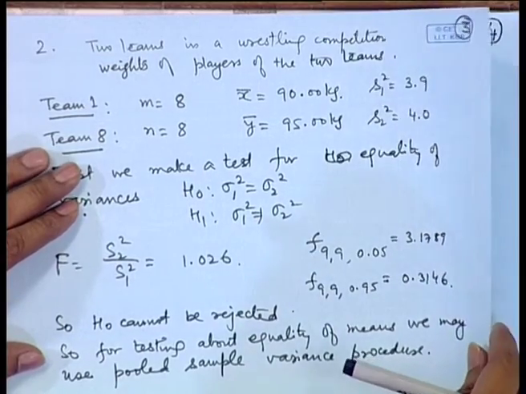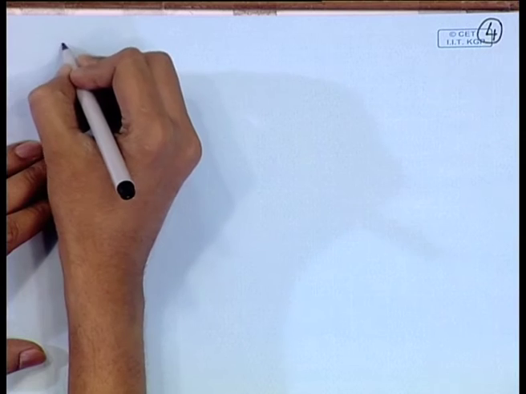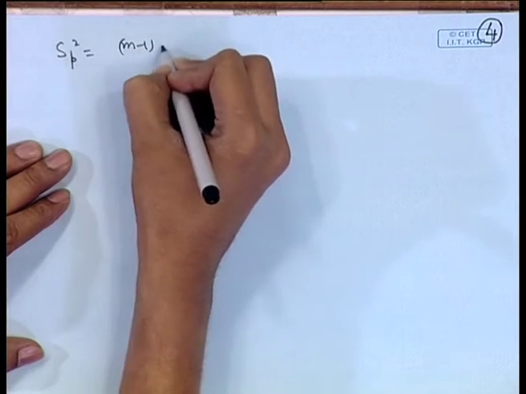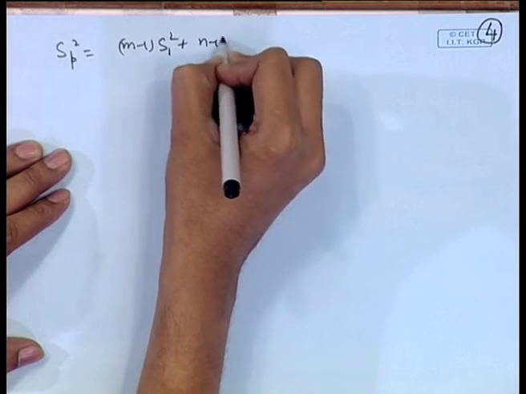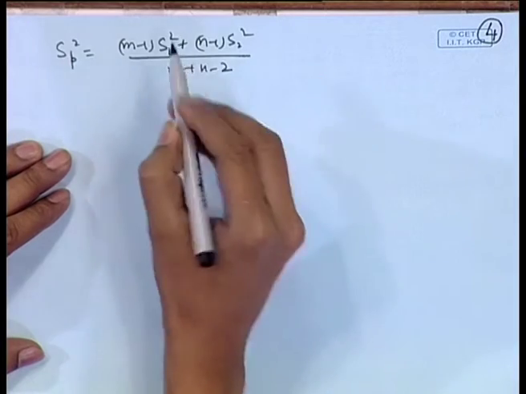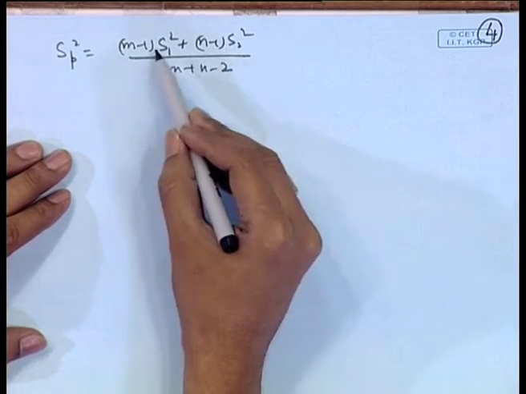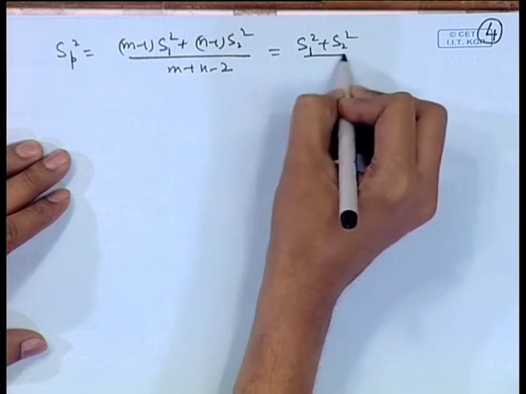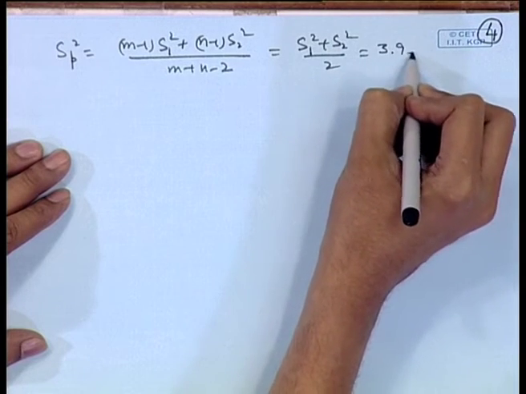So, if we apply that, we need to calculate SP square, that is here m minus 1 S 1 square plus n minus 1 S 2 square by m plus n minus 2. In this particular case, m and n are equal, therefore, this becomes simply S 1 square plus S 2 square by 2, that is equal to 3.95.